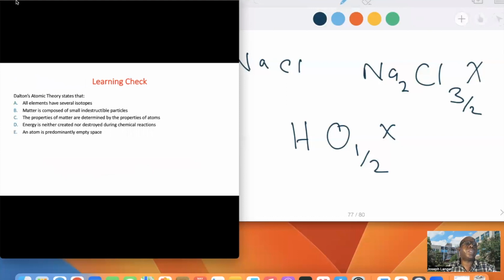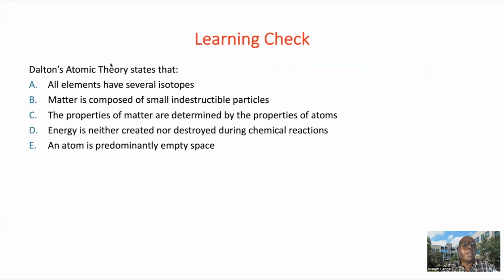Here is a learning check. Dalton's atomic theory states that: all elements have several isotopes; matter is composed of small indestructible particles; the properties of matter are determined by the proportion of atoms; energy is neither created nor destroyed during chemical reactions; an atom is predominantly empty. So here is testing if you know what constitutes Dalton's atomic theory.